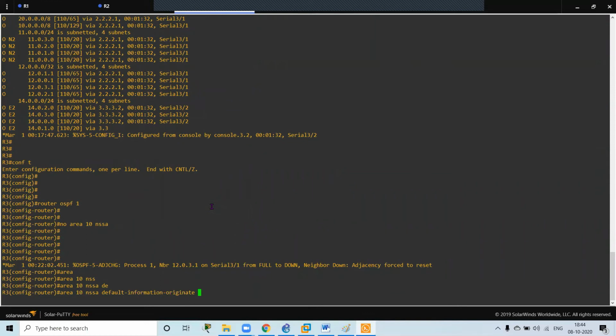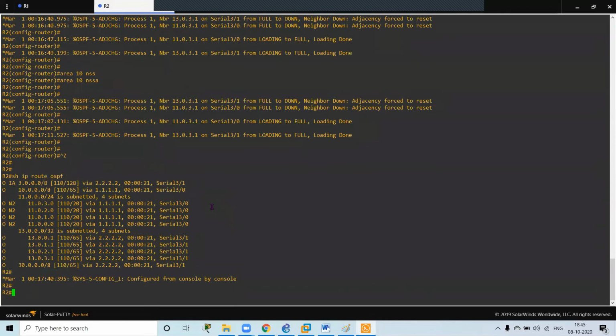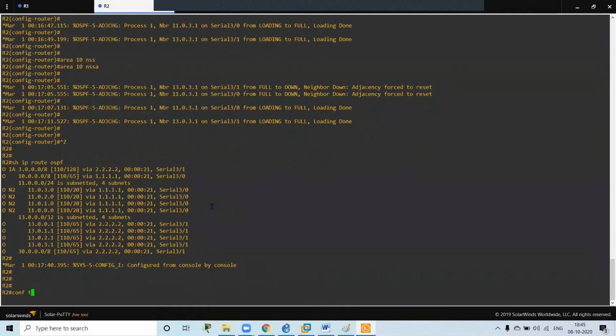Do you remember this command? Default information originate. This command generates a default route instead of the LSA 5 routes coming from R4. Okay, so now if I enter this, I will get, if I see over here, show IP route OSPF.